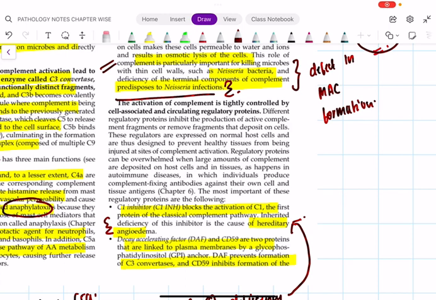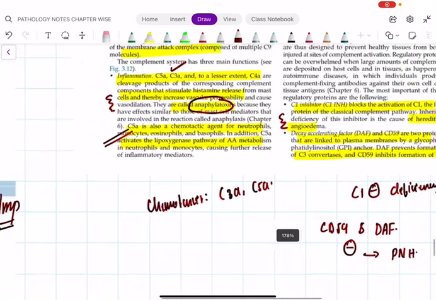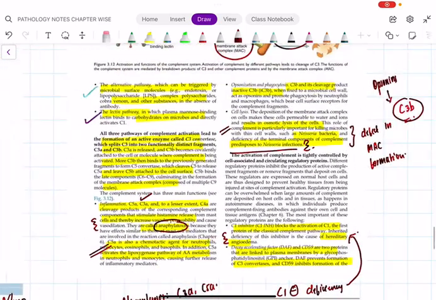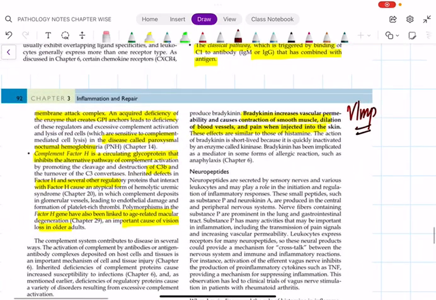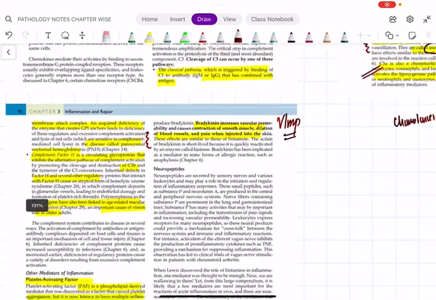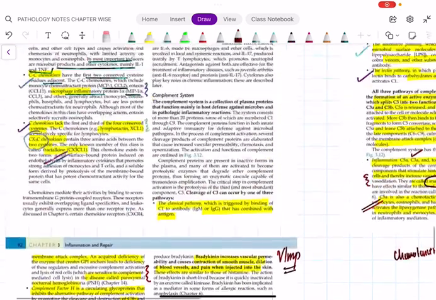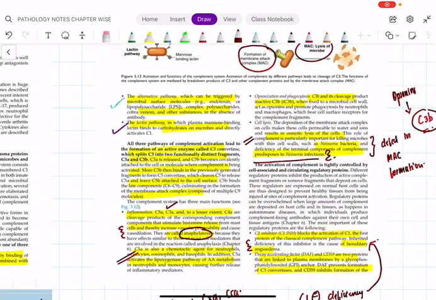Similarly, we have CD59 and decay accelerating factor. If there is a deficiency of these proteins, what will happen? It will result in a condition we call paroxysmal nocturnal hemoglobinuria, PNH. I am not going into that much detail on what PNH is, because if I tell you now, you won't understand. It comes in hematology.